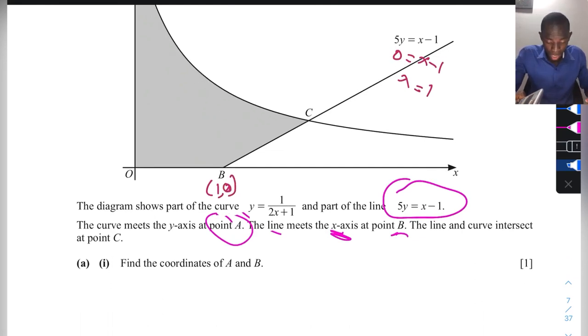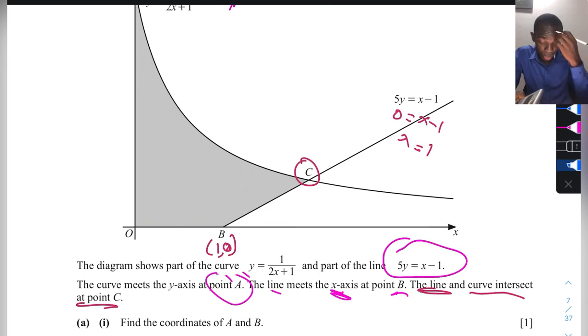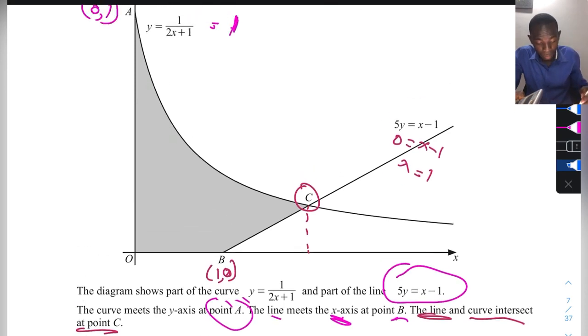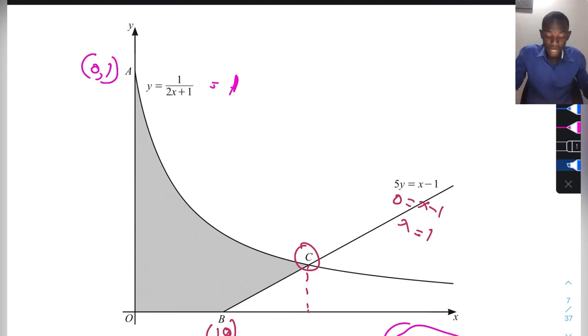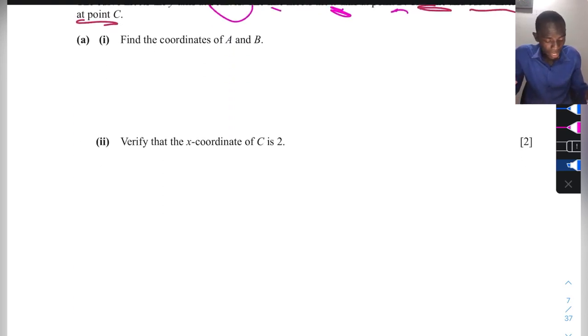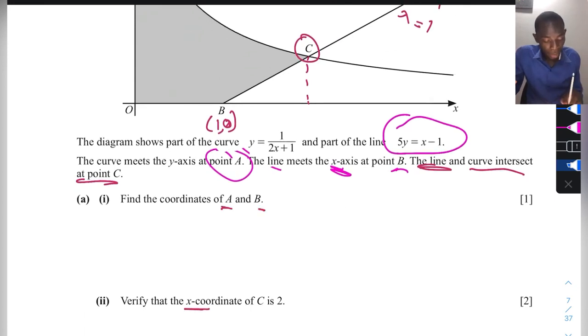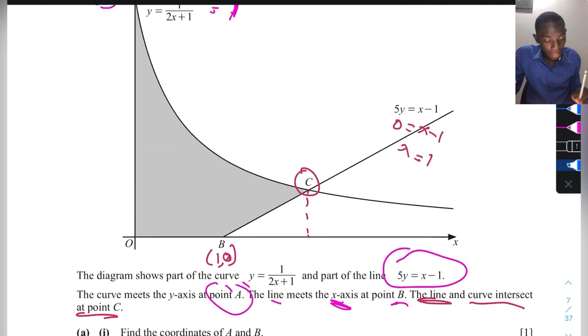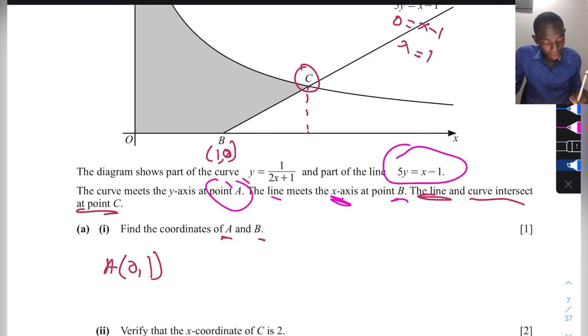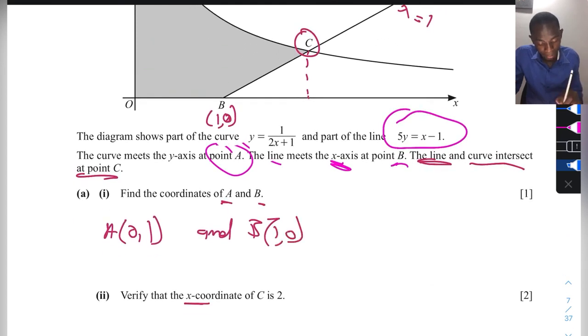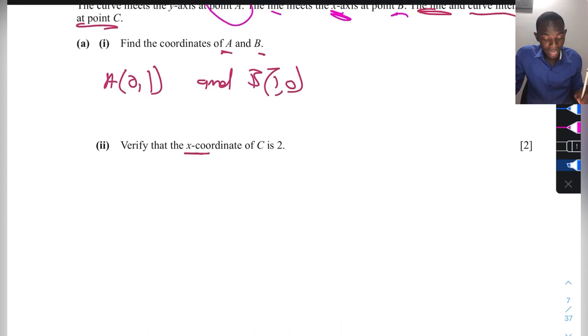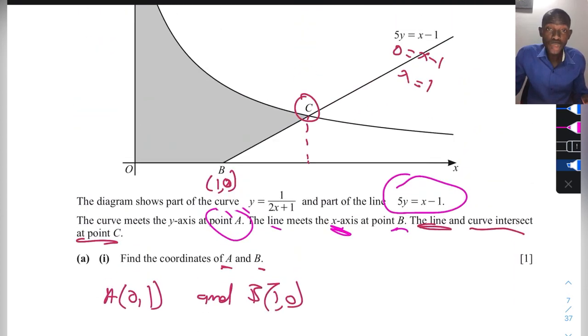Great. Now what do they want? Find the coordinates of... and then wait. The line and the curve intersect at point C. So we can also look for the coordinate of C easily, which means we have to equate them. Hold on, they want us to find the coordinates of A and B. A we have already found, (0, 1), and B is (1, 0). Cool. Verify that the x coordinate of C is 2.